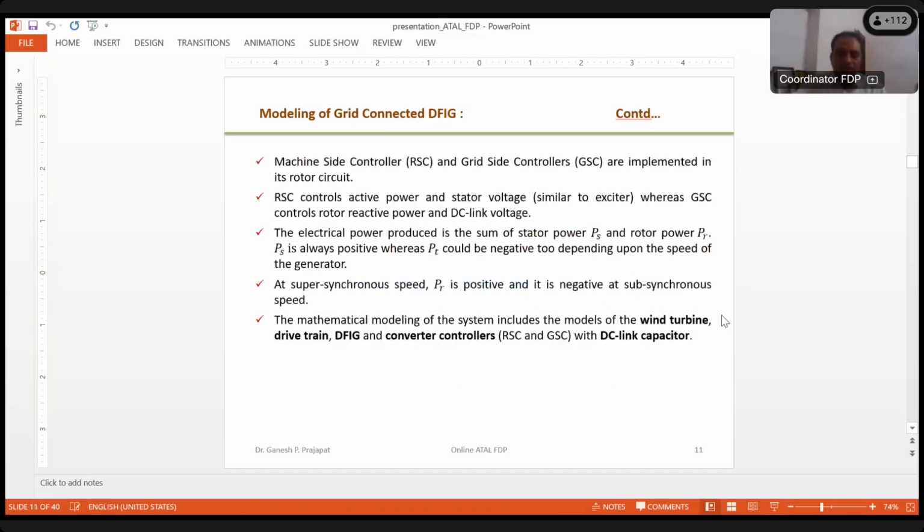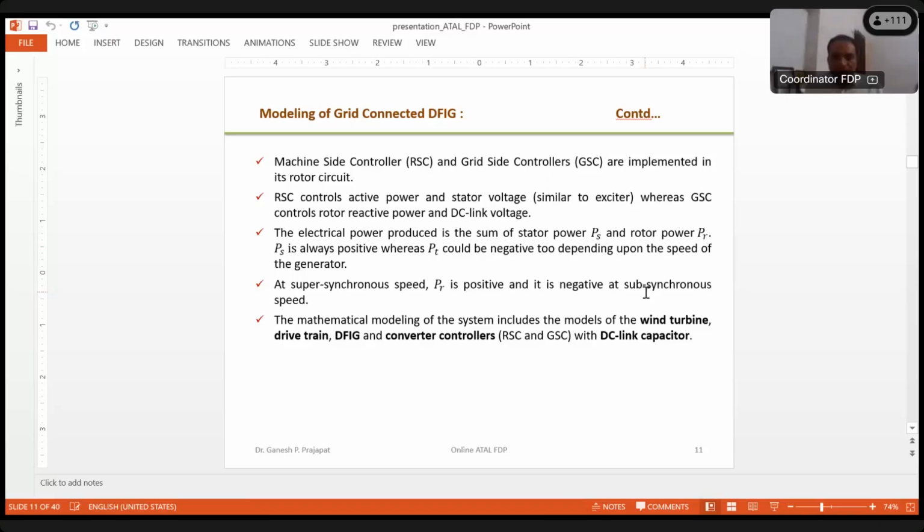So accordingly, as I said, the electrical power produced is the sum of the total power, that is stator and rotor power. The stator power is okay, but the rotor power depends on the speed of the generator. If its speed is higher than the synchronous speed, then it operates at super synchronous, and if it is operating at a speed lower than the synchronous speed, then it operates at subsynchronous operation.